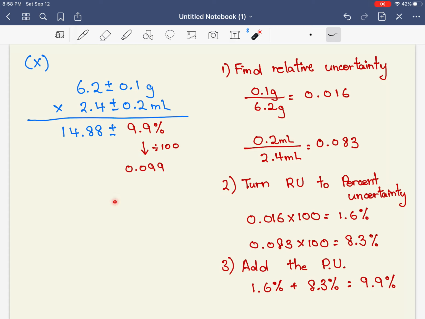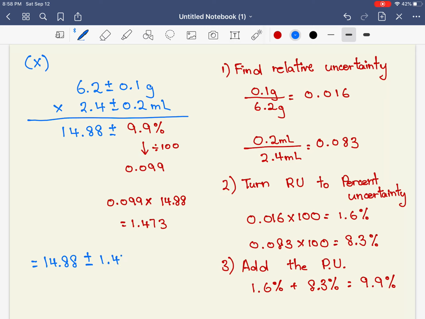So let's do this. If you take 0.099 and multiply that by 14.88, that is going to be 1.473. Guess what? That is your final answer. So your final answer is going to be 14.88 plus or minus 1.473 grams per milliliter.